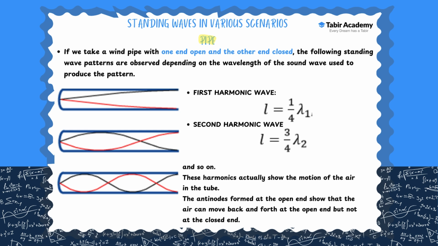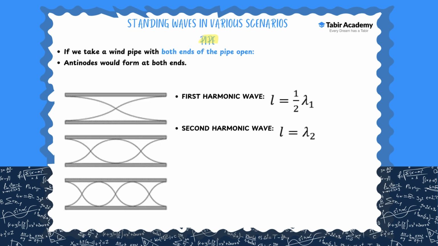As you can see in the diagram, for the first harmonic wave, the length would be L is equal to 1 by 4 lambda 1. For the second harmonic wave, the length would be L is equal to 3 by 4 lambda 2. These harmonics show the motion of the air in the tube. One thing you need to note here is that antinodes will always be formed at the open end. This shows that the air can move back and forth at the open end but not at the closed end, because there are nodes at the closed end.